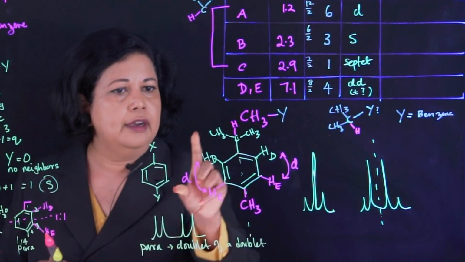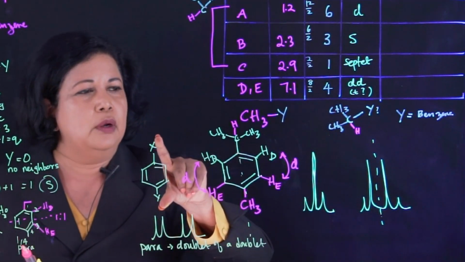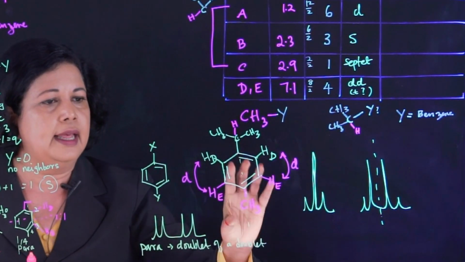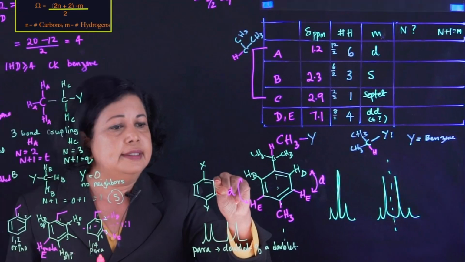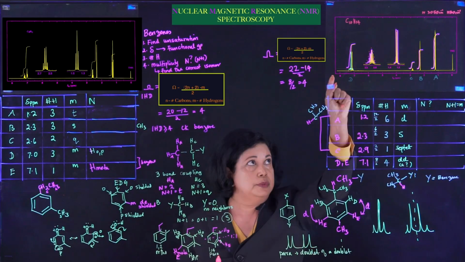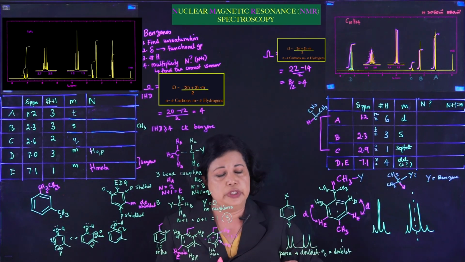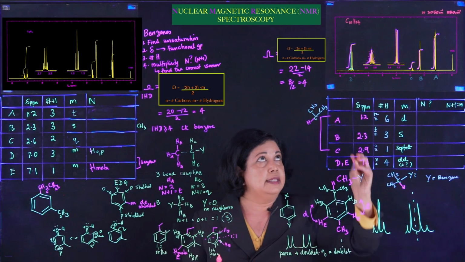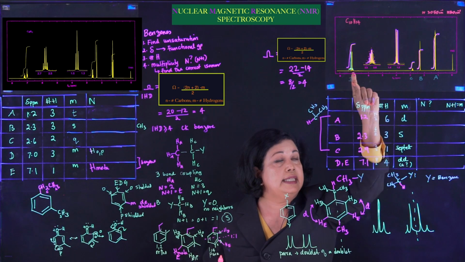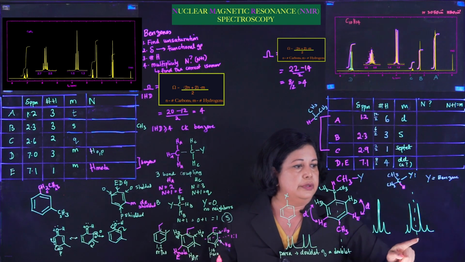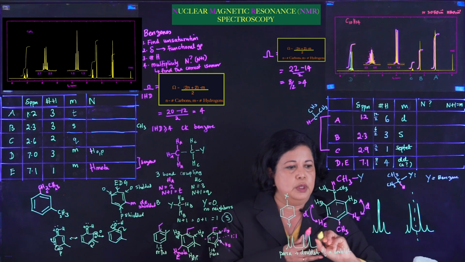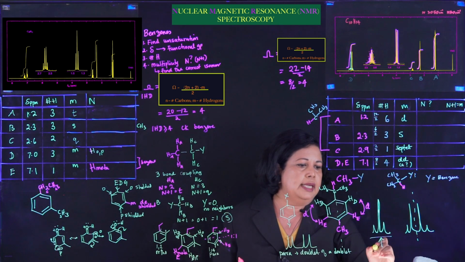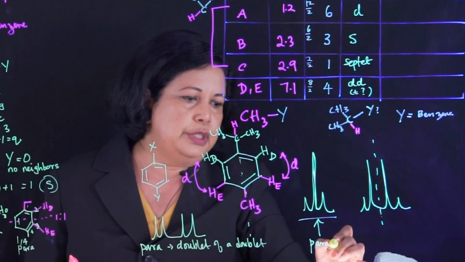However, when you have X and Y being almost the same in electronegativity, I mean, this is just an alkyl, this is an alkyl group, then the delta difference, the difference in the shielding, is very, very small. So therefore, they're almost collapsing into a single peak, but you can still see the doublet and the doublet here. So this is what you're seeing here, and this shows that it's symmetric and it's para substituted.